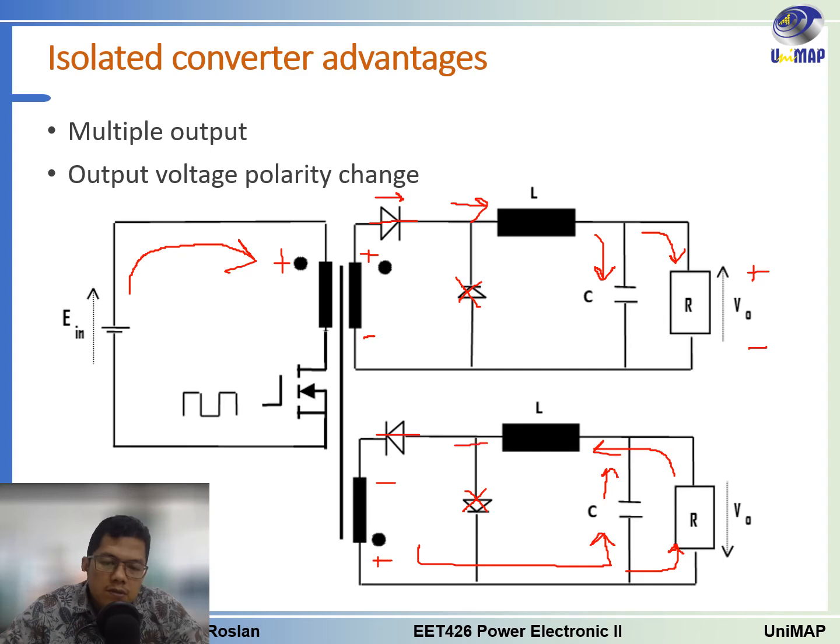So the current will go this way. Because the current comes from the bottom side here, we have positive voltage here and negative voltage here. This is how you can have different voltage polarity by changing the secondary winding. Let's say for this one you have the clockwise direction, and for this one you turn the other way, the anti-clockwise direction for the winding.